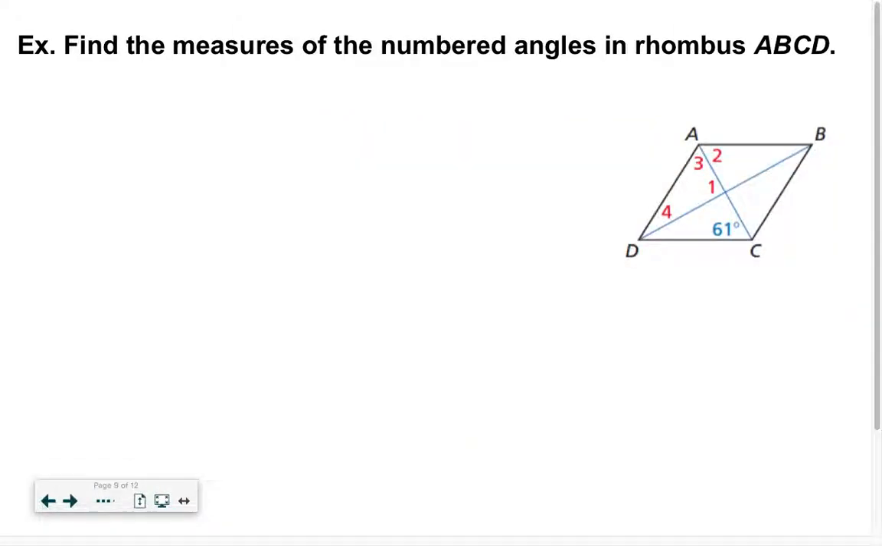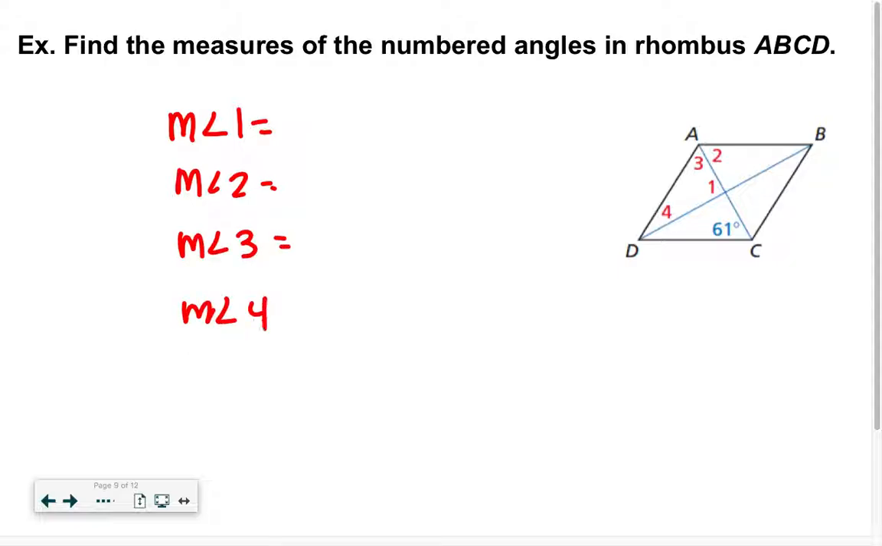So the first problem says find the measures of all the numbered angles in this rhombus. So we have, it looks like, 4 to find. Let's start with angle 1. Angle 1 is marking where the diagonals cross. We learned the diagonals of a rhombus are always, first theorem here, perpendicular. So if these diagonals, AC and DB, are perpendicular, how big is angle 1?